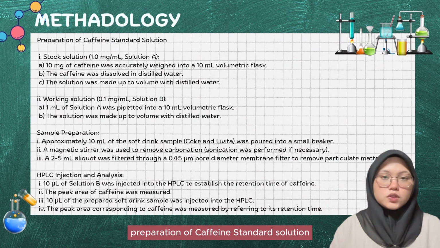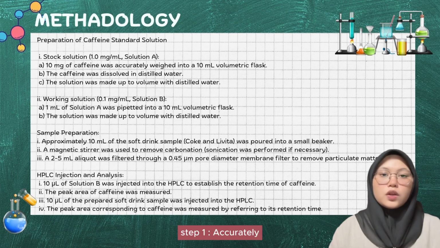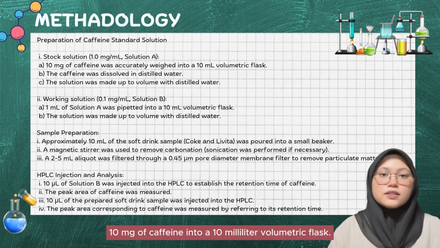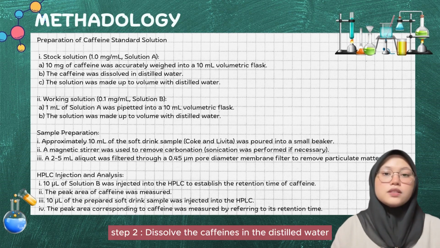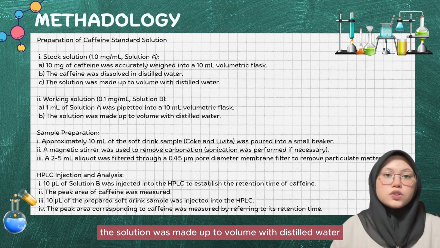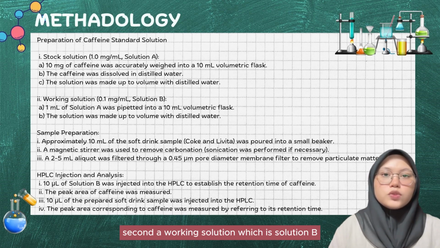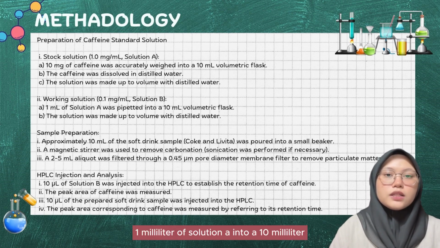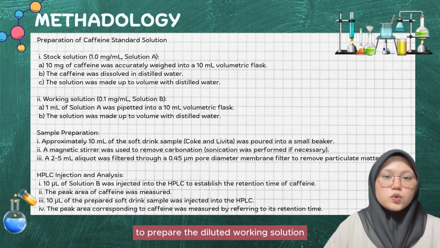Preparation of caffeine standard solution. First, the stock solution, which is solution A. Step 1. Accurately weigh 10 mg of caffeine into a 10 ml volumetric flask. Step 2. Dissolve the caffeine in distilled water. Step 3. The solution was made up to volume with distilled water to achieve the desired concentration. Second, a working solution, which is solution B. Step 1. Pipette 1 ml of solution A into a 10 ml volumetric flask. Step 2. The solution was made up to volume with distilled water to prepare the dilute working solution.